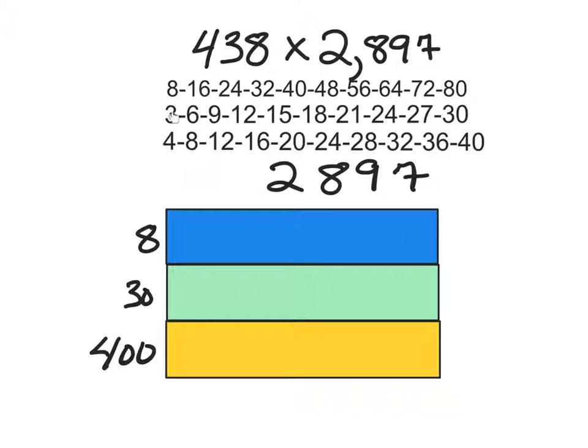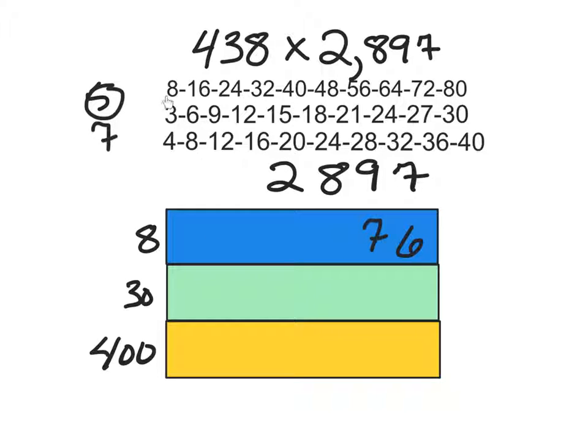8 times 7. 1, 2, 3, 4, 5, 6, and 7 gives me 56. I'm going to drop the 6 and carry the 5. Drop that 6, carry that 5, and move along. 8 times 9. 1, 2, 3, 4, 5, 6, 7, 8, and 9 gives me 72. Plus this 5 here will give me 77. Drop that 7, carry that 7, and move along.